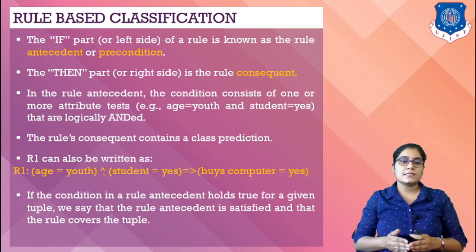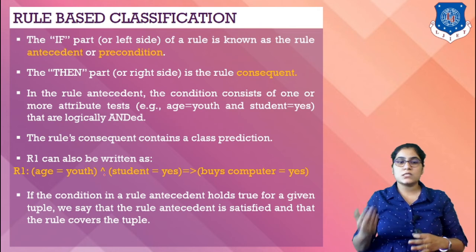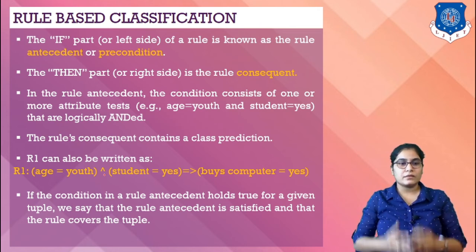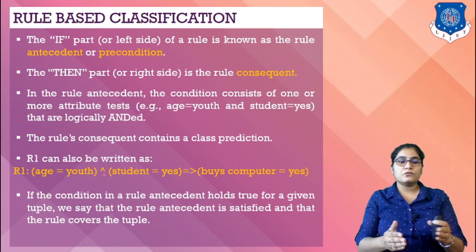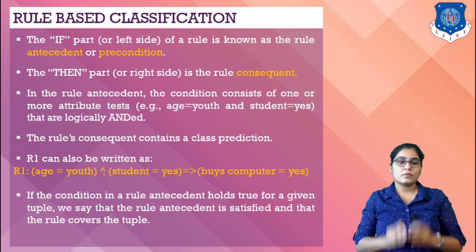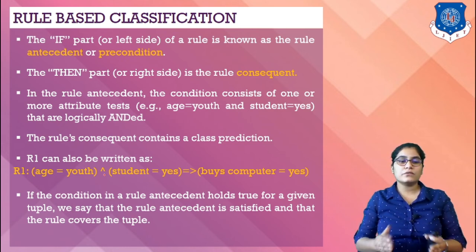In the rule antecedent, the condition consists of one or more attribute tests, for example, age = youth, student = yes, or credit rating = excellent, etc., that are logically ANDed. The rule's consequent contains a class prediction. R1 can also be written in the form given in this figure. If the condition in a rule antecedent holds true for a given tuple, we say that the rule antecedent is satisfied and that the rule covers the tuple.